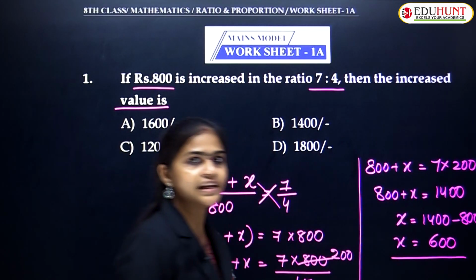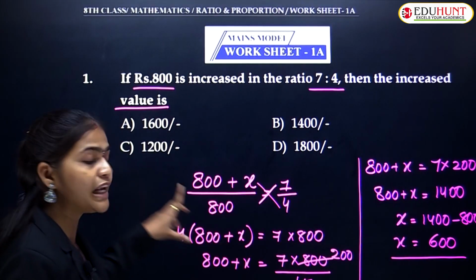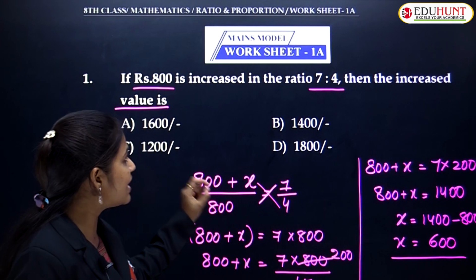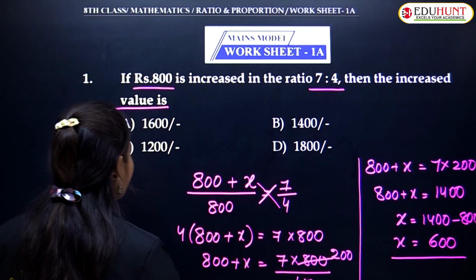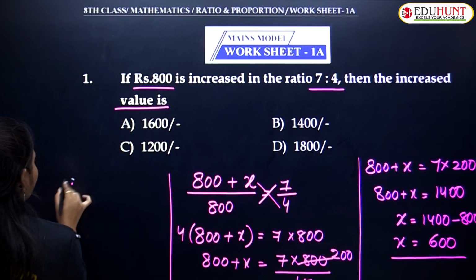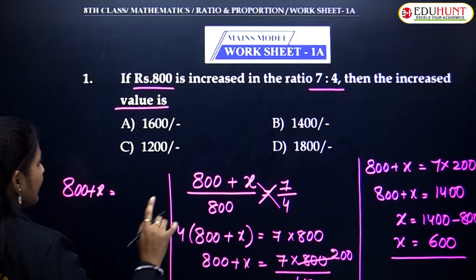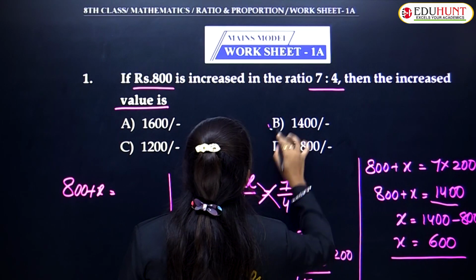So how much was added here? x equals 600. Then the increased value they are asking. They are not asking how much increased, they are just asking what is the increased value, which means the 800 + x value. So 800 + x, how much are we getting here? That is 1400.